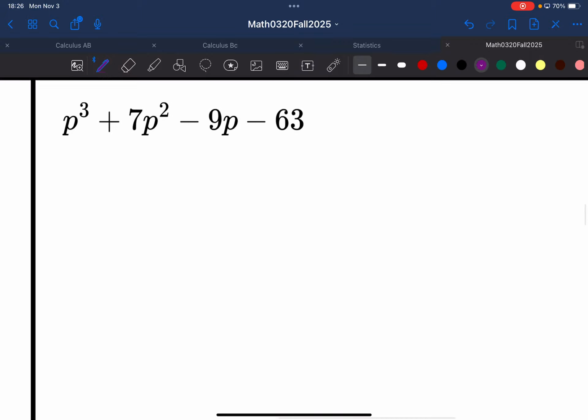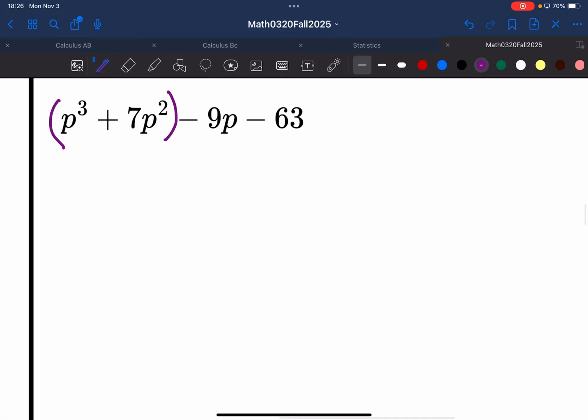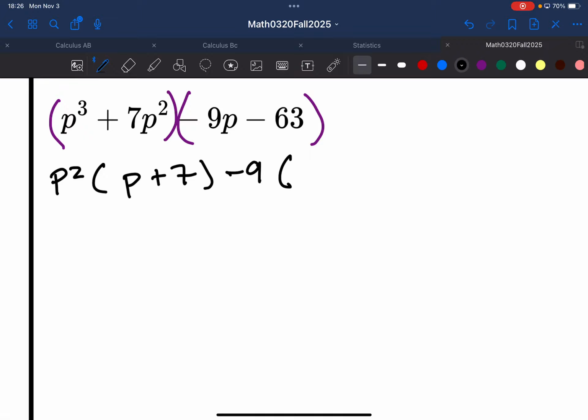Okay. So your first step should have been factor by grouping, which means we group the first 2 terms and then the last 2 terms. And then we take out a GCF. So what GCF did you guys take out of the first one? P squared, which means we're left with P plus 7. Okay, and then what GCF did you take out of the second one? Negative 9. Good, because we wanted what inside the parentheses? The P plus 7, right? We wanted the parentheses to match. We wanted them both to have P plus 7.